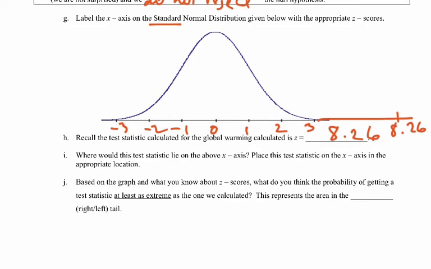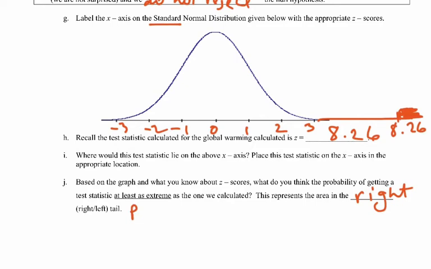Based on the graph and what you know about z-scores, what do you think the probability of getting a test statistic at least as extreme? So that means here or more extreme. At least as extreme means we'd shade this way. This would be more extreme than the 8.26 we calculated. This represents the area in the right tail. Don't think too much about this. Anything past 8 standard errors would be so unlikely, right?